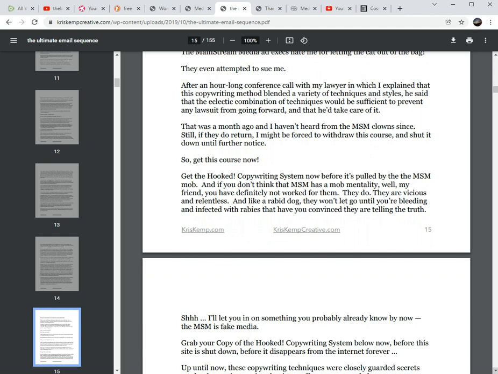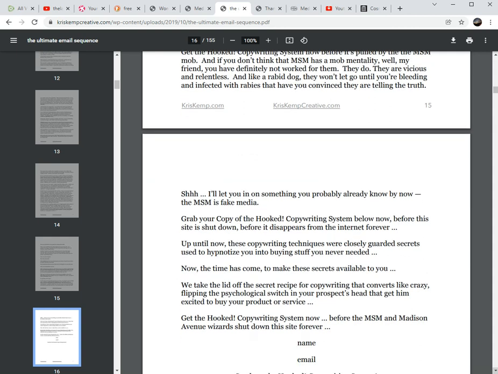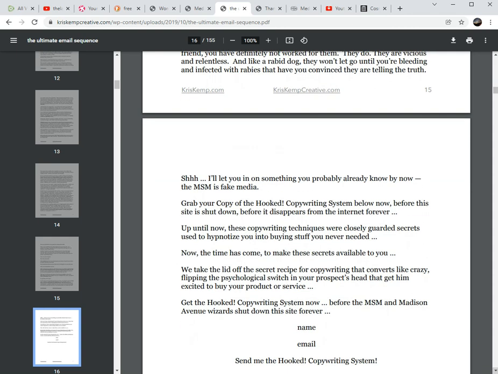Grab your copy of the Hooked Copywriting System below now, before this site is shut down, before it disappears from the internet forever. Up until now, these copywriting techniques were closely guarded secrets used to hypnotize you into buying stuff you never needed. Now the time has come to make these secrets available to you. We take the lid off the secret recipe for copywriting that converts like crazy, flipping the psychological switch in your prospect's head that gets him excited to buy your product or service. Get the Hooked Copywriting System now, before the MSM and Madison Avenue wizards shut down the site forever.